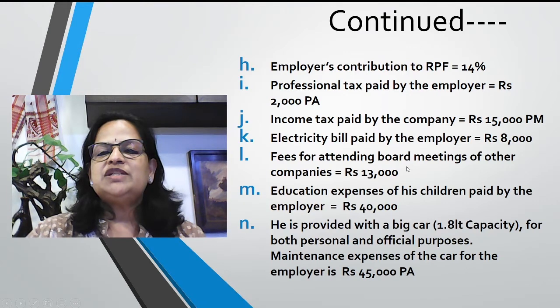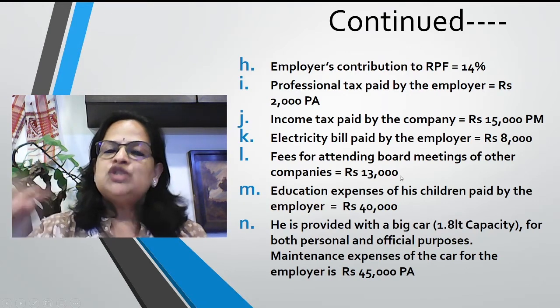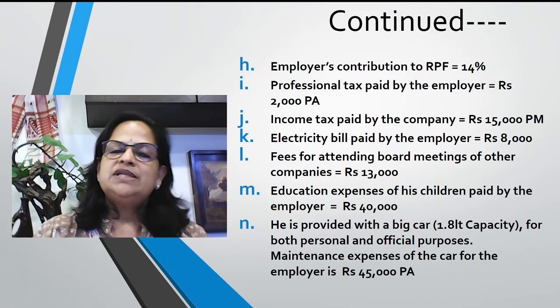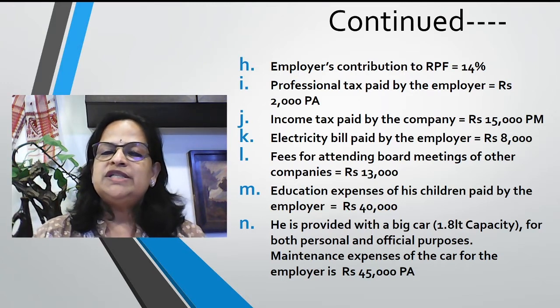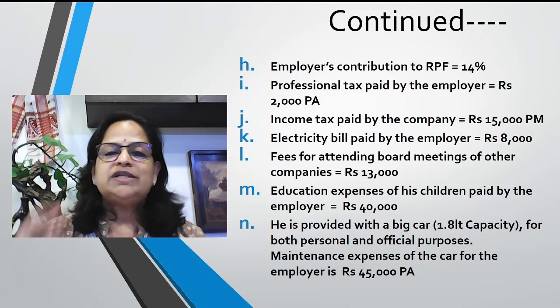Fees for attending board meetings of other companies. Here this will not be taxable under salary because there is no employer-employee relationship. This item should go to income from other sources. Education expenses of his children paid by employer, 40,000, taxable.